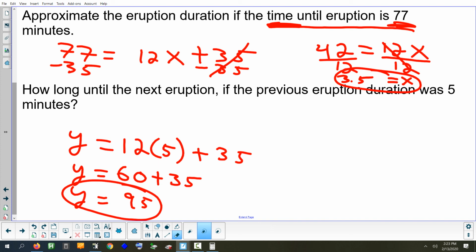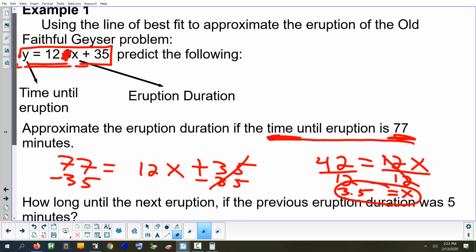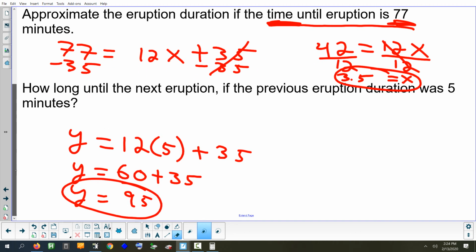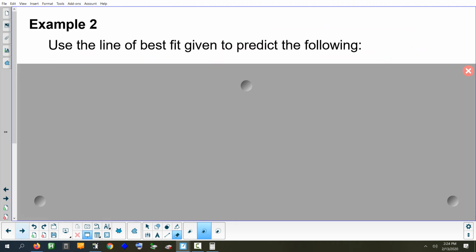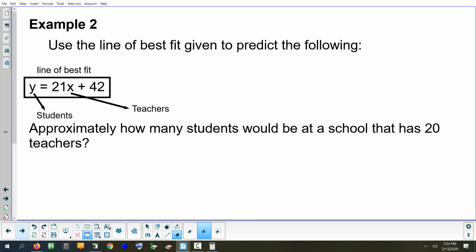So if the previous duration was very short, like let's say the geyser erupted, went off for 10 seconds and stopped, it'll probably erupt again very soon, right? So there's only so much water. If it uses up all the water in the geyser, it takes a while for the water to come back again and do it. But that's the formula. All right, let's try one more.